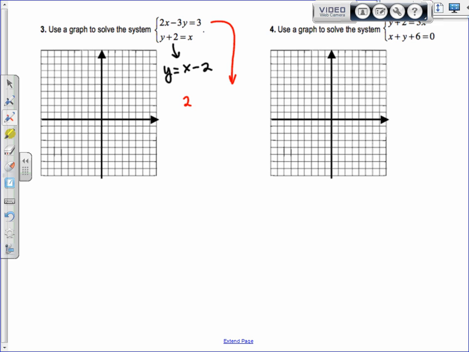So when I do that, I have 2x minus 3y equals 3. I want to subtract the 2x over, so -3y equals -2x plus 3. And divide by -3. Now, some of you on your test are messing this up. -2 divided by -3 is positive 2/3, right? Some of you are forgetting. And then positive 3 divided by -3 is -1, right?